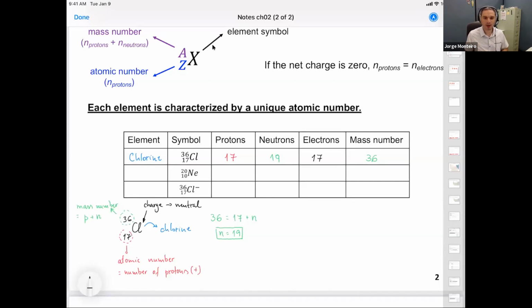Okay. So let's take a couple minutes to think about the second and third examples here, and then I will do them with you.